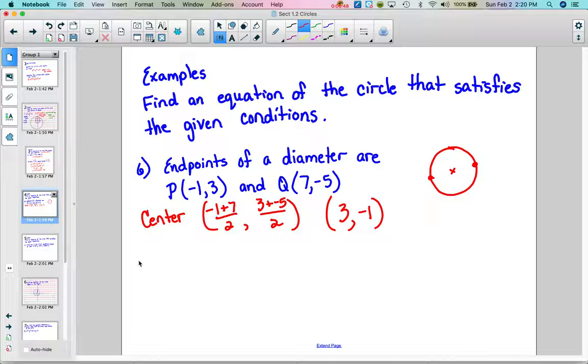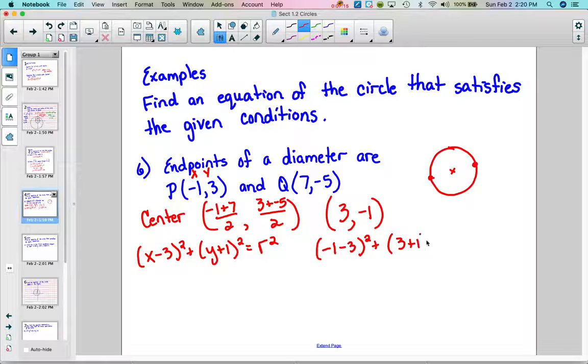So what does that mean? I know (x - 3) quantity squared plus (y + 1) quantity squared equals r squared. I'm now in the exact same situation I was in the previous problem. You can pick either one of the 2 points. I'm going to use this one and call that x and y and plug them in. So I get (-1 - 3) quantity squared plus (3 + 1) quantity squared equals r squared. By the way, it wouldn't matter which point you use. Since they're both on the circle, they both make the equation true.